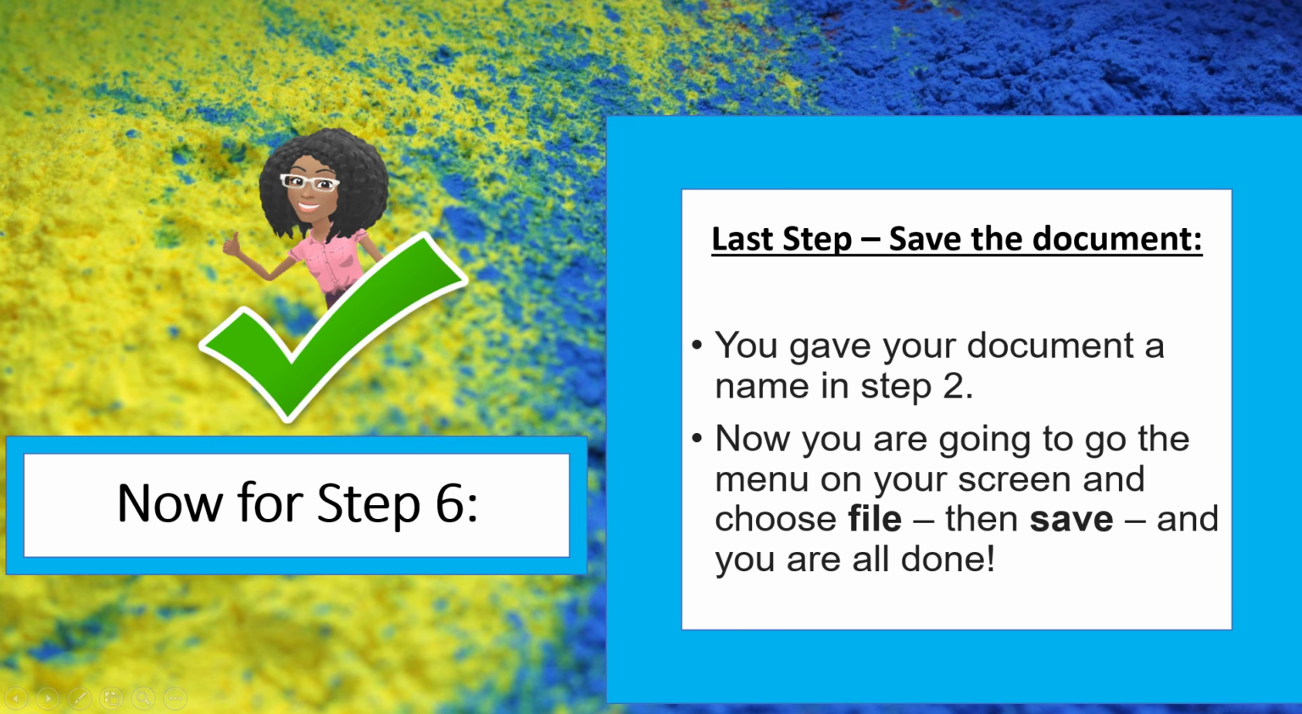And finally, step 6. This is the last step. You gave your document a name in step 2, so now all you have to do is go to the menu on your screen, choose File, then Save, and you're all done.